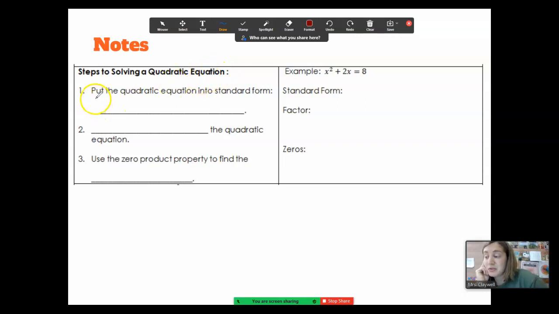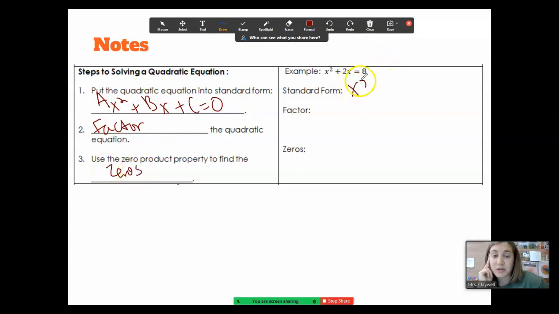The first thing you want to do is put the quadratic in standard form. Then you want to factor the equation. And then you want to use the zero product property to find the zeros. So this in standard form would be x squared plus 2x minus 8 equals 0. A times c equals -8, but adds to my b of 2.